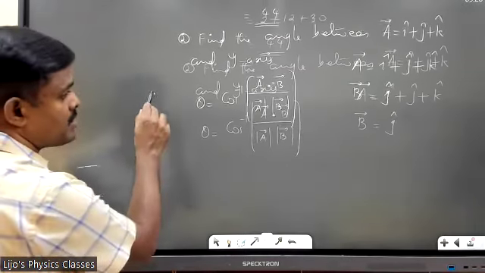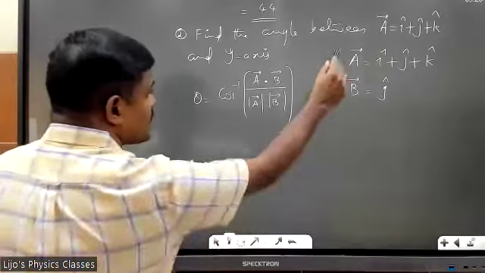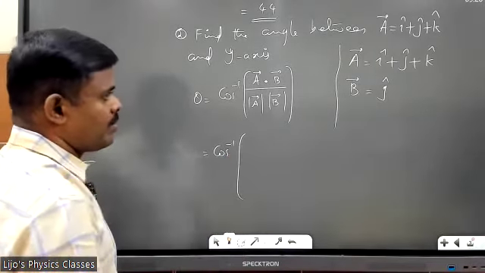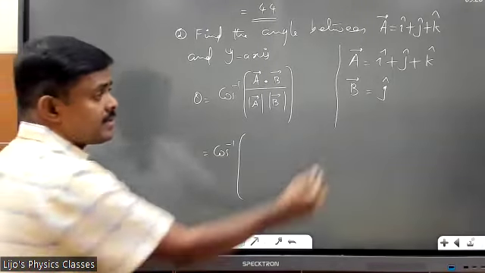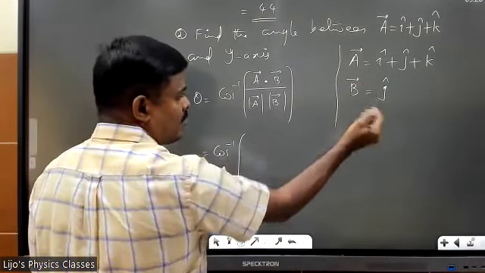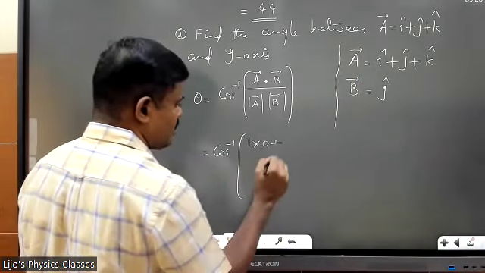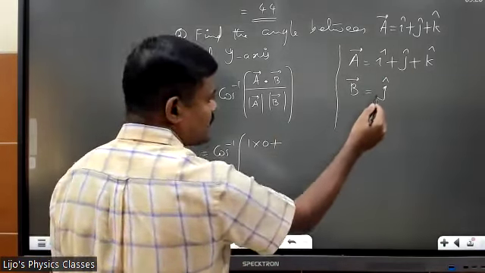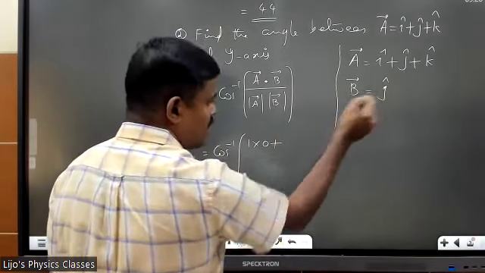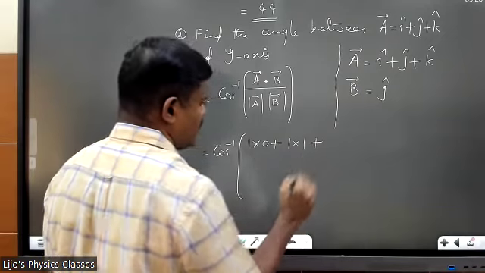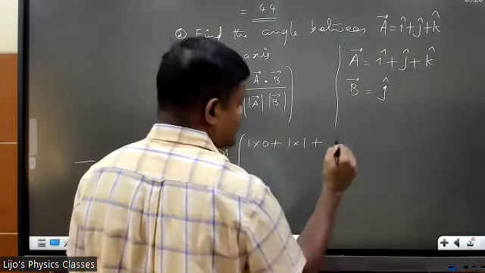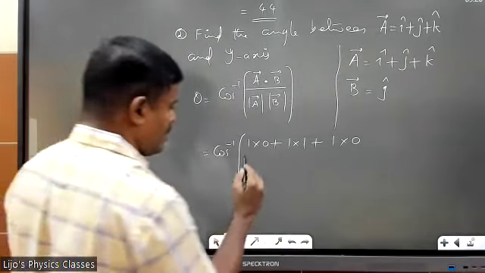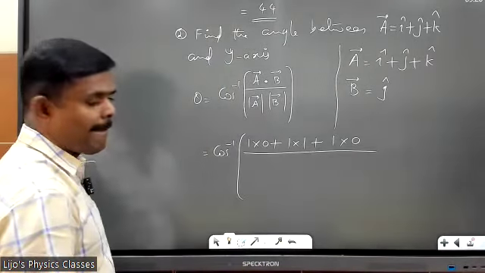So let us put the values. Tell me what is cos inverse A dot B. How to take A dot B? Tell me, Trisha. I component 1, I component 0, 1 into 0 plus. Correct. J component is 1, J component is 1, so 1 into 1. K component is 1, K component is 0. Divided by, you know how to find the modulus, right?